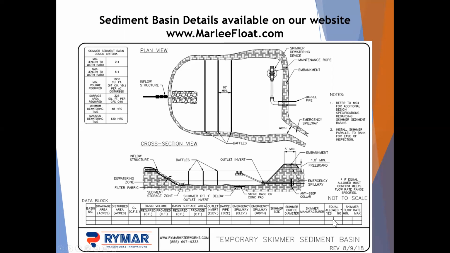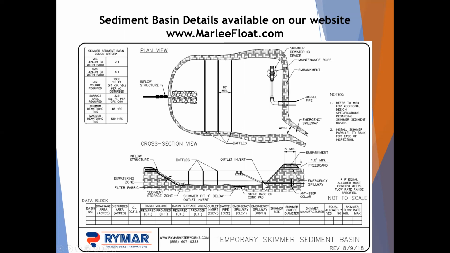Is an equal allowed? Yes or no? Now, most of the time this is going to be yes. There may be some instances where you say no, but in most cases it's going to be yes. And again, here you specify your flow rate range. So if a contractor wants to substitute a Marley for another, or say a Faircloth for a Marley, then as long as that skimmer flow rate is within that range, it's a simple shop drawing type submittal. It's not a full redesign of the basin. And hopefully that speeds things up, because obviously the skimmers are one of the first things to go in the pond.